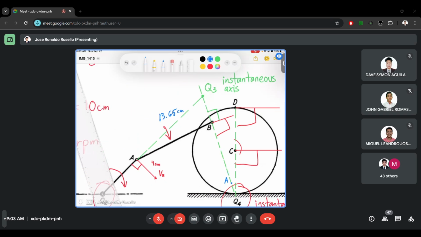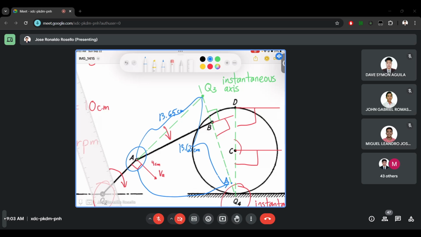Okay, so what I did here is I copied point A to the line collinear with Q3 and B. So this A here on the left side, I just copied it here. It will be easier using a compass. I'll just make an arc going to the line of Q3B, and since I don't have a compass, I used a ruler instead. I just copied the length here. So 13.65 is this one, and we also have 13.65 on this one.